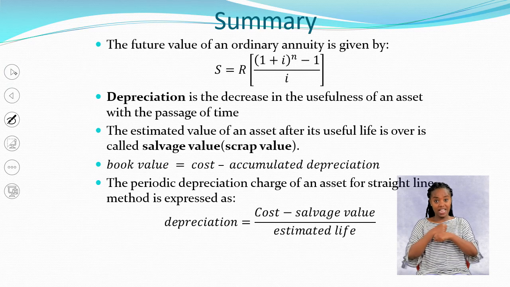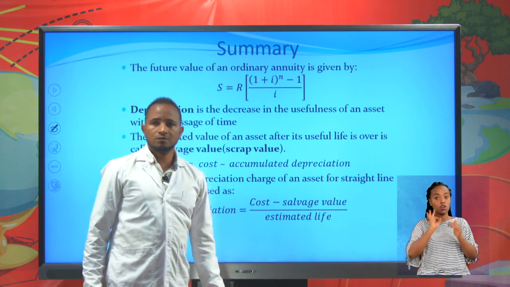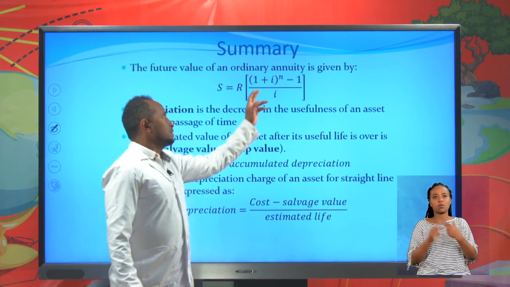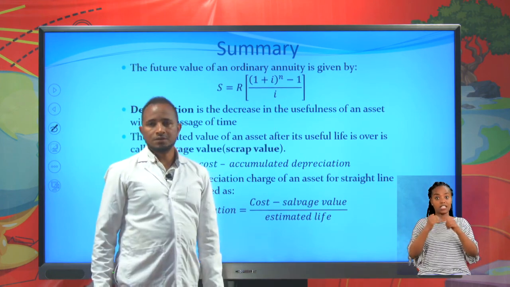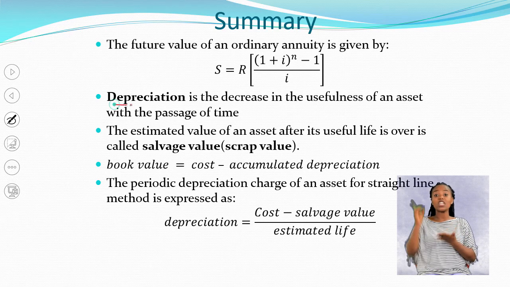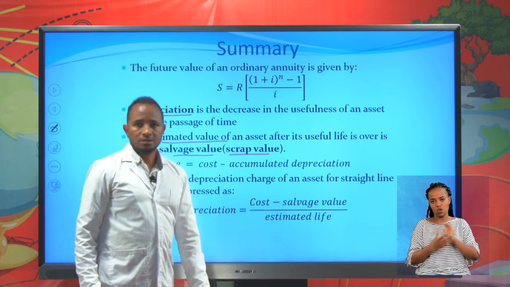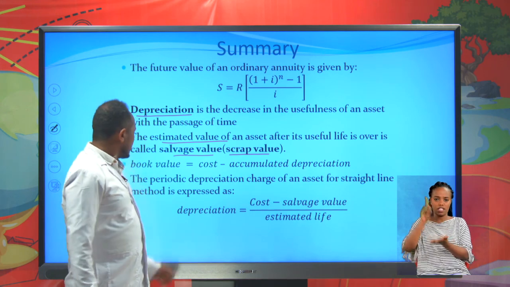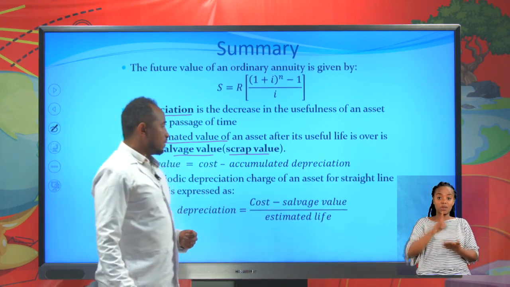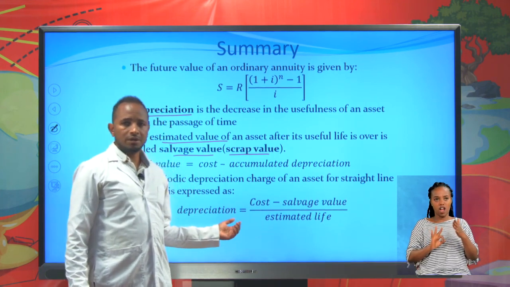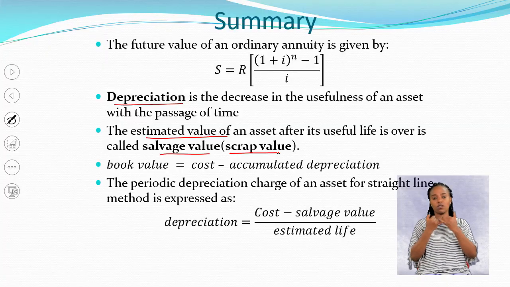To summarize what we have seen today, the future value of an ordinary annuity is given by this formula: S, the future value of annuity, is equal to the regular deposit times 1 plus the interest rate to the power of the number of periods, minus 1, over the interest rate per period. Depreciation is simply the decrease in the usefulness of an asset with the passage of time. The estimated value of an asset after its useful life is over is called salvage value or scrap value. Book value is simply given by the difference between cost and accumulated depreciation. And the periodic depreciation charge of an asset for the straight line method is given by this equation: depreciation per year is equal to cost minus salvage value divided by estimated life.